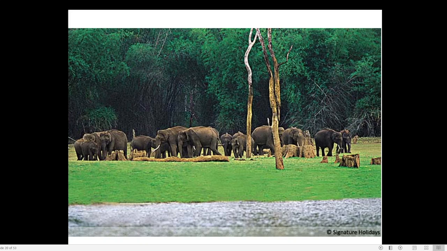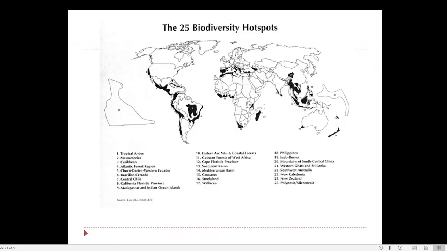Now we are facing a lot of man-animal conflict in recent years. What is happening is that animals are coming out into the regions which are presently occupied by human beings. So there is increasing conflict between human beings and wild animals in recent years. So this is a map showing the major biodiversity areas. Western Ghats is considered an important biodiversity hotspot.